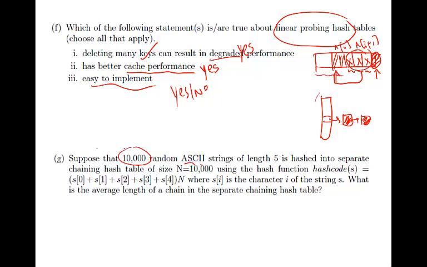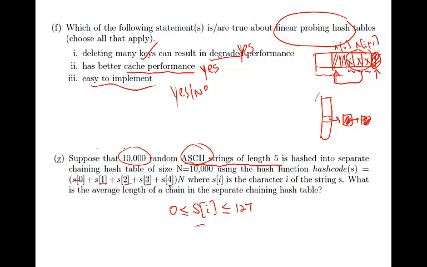It says that we have some random strings of length 5. This means that we have a string of character 0, character 1, character 2, character 3, character 4, and they're all coming from the ASCII table. So any character value S of i is between 127, the largest value in the ASCII table, and let's say 0. You can say 32, but let's say 0, that's fine.